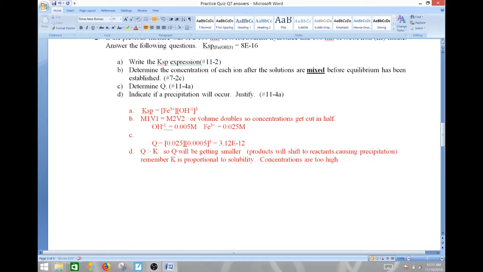Now again, I'm comparing this value right here, make sure I got it right, to this value right here. In this case, Q, negative 12, is bigger than negative 16. So Q is bigger than K. Q is going to be getting smaller. These numbers are too big. Those represent solubilities. They're too much. So products will shift to reactants, causing precipitation. Remember, K is proportional to solubility. Concentrations are too high.